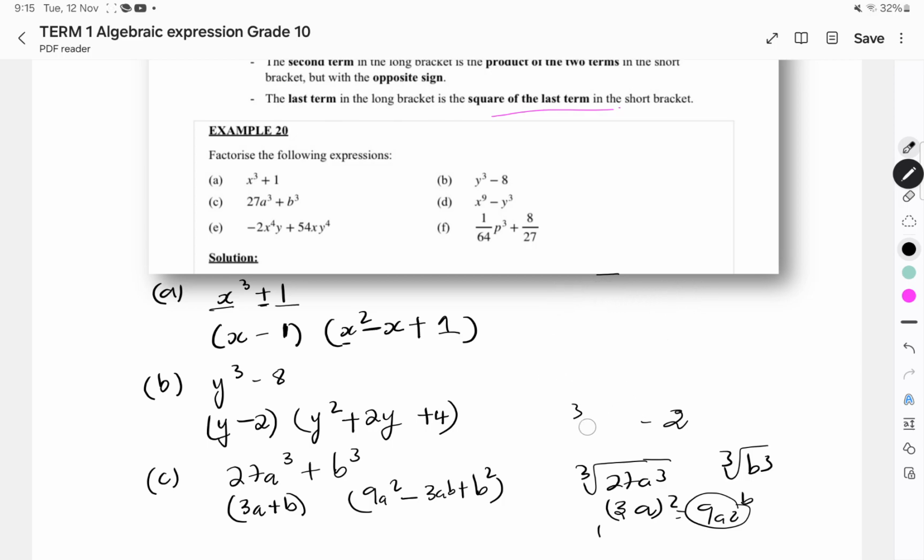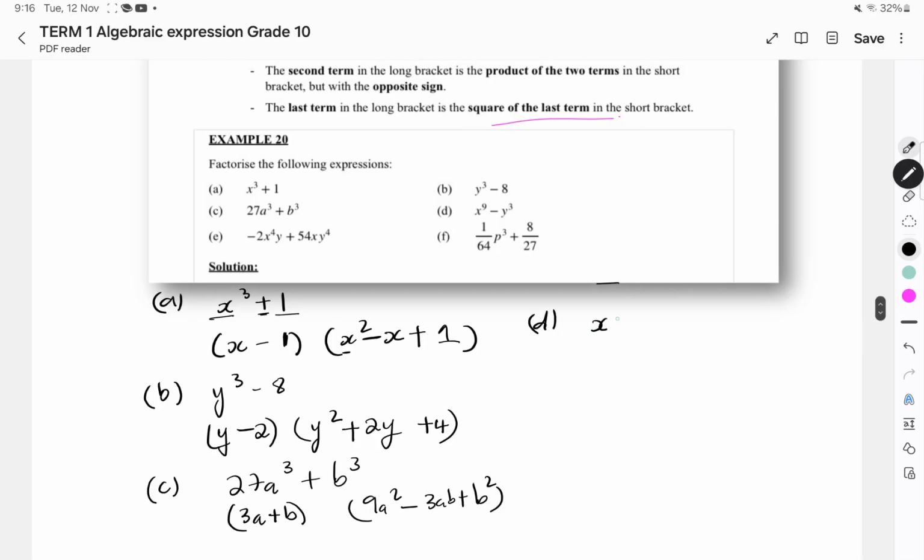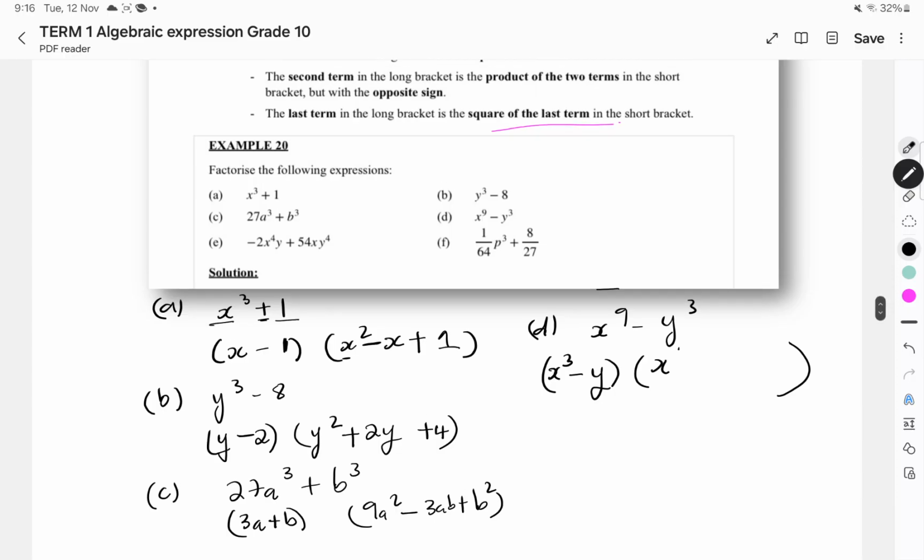Let me make space this side. Let's go to number D. I'm having x^9 minus y^3. This will be the cube root of x^9, it's x^3, and then minus y. Then you square this. When you square the x^3, you'll get x^6. And then you square the y, this will be y squared. Plus, this is a negative, so it will be plus, you multiply the 2, you get x^3 y.